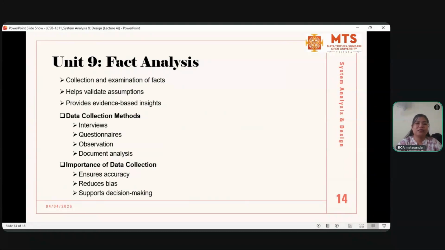Next, fact analysis. What is fact analysis? It is the collection and examination of facts. It helps validate assumptions and provides evidence-based insight. Data collection methods include interview, questionnaire, observation, document analysis. And what is the importance of data collection? It ensures accuracy, reduces bias, and supports decision making.